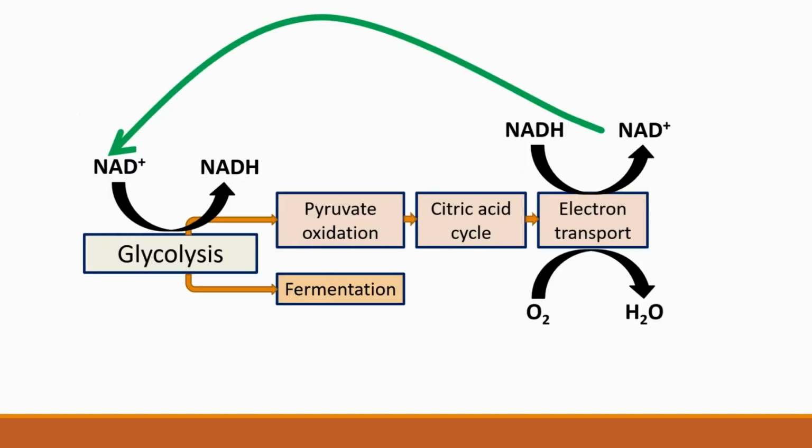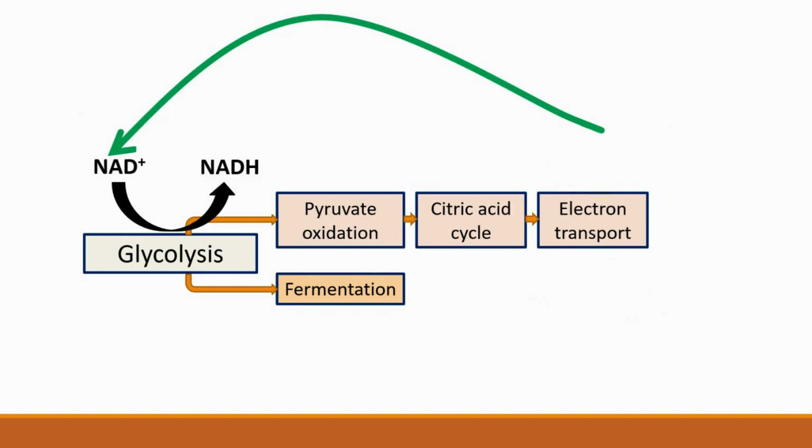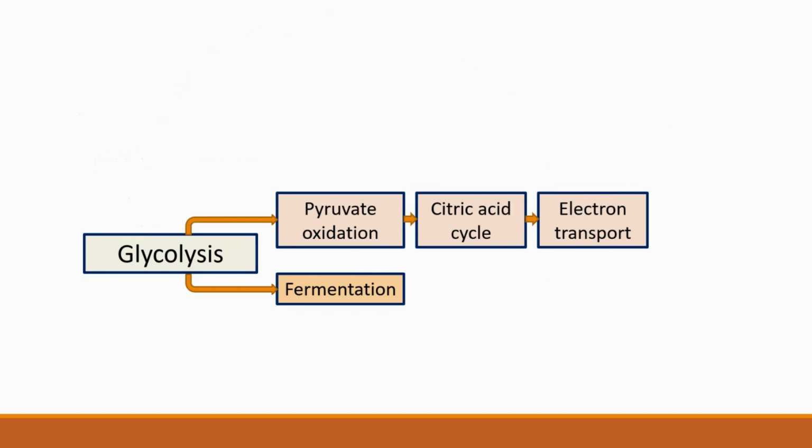Here, the top green arrow illustrates how NAD plus is regenerated during the electron transport chain by reducing oxygen. In the process, the beginning can start anew. Glycolysis can start, but it needs NAD plus in order to help with the oxidation process. Okay, so what do we do here without oxygen?